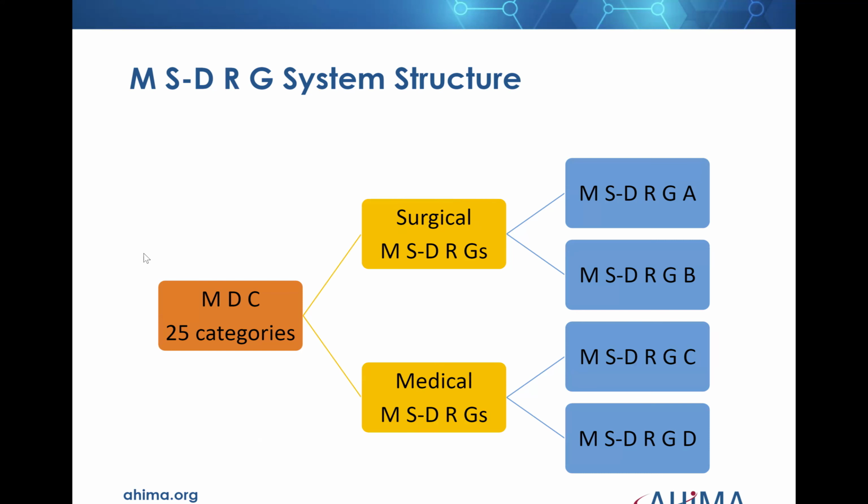I'm going to stop at this slide, but basically the MDC, the major disease category, is 25 categories split, and these are split into MSDRGs that are surgical and medical. And then we get into finer divisions of this.